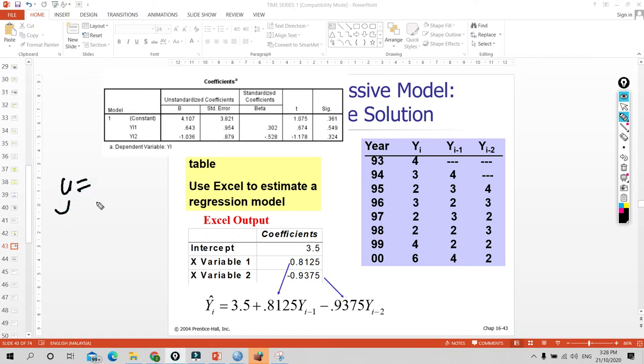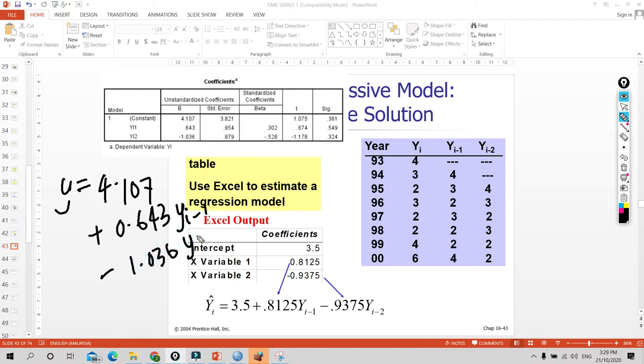is equal to 4.107 plus 0.643 yi minus 1, then minus 1.036 yi minus 2. These are how we solve the problem of the autoregressive model.